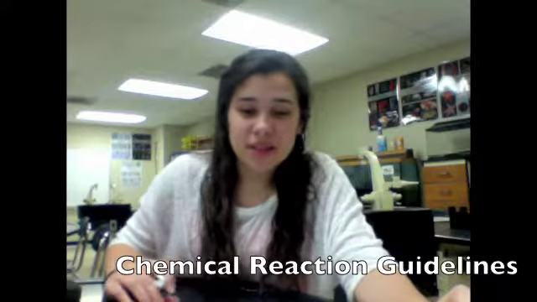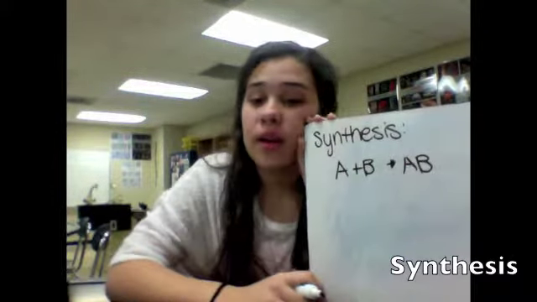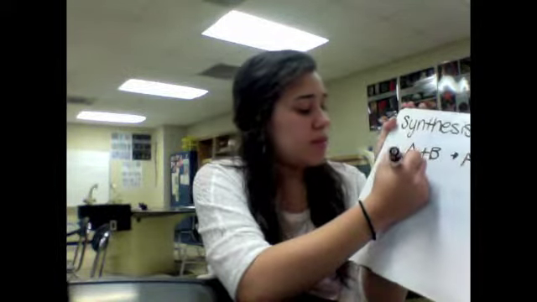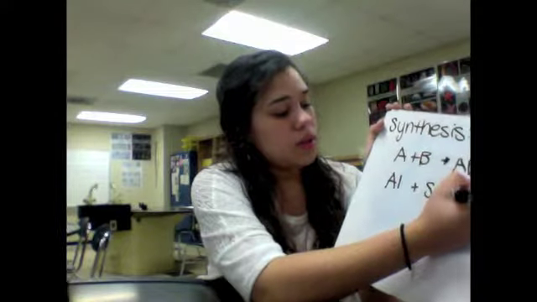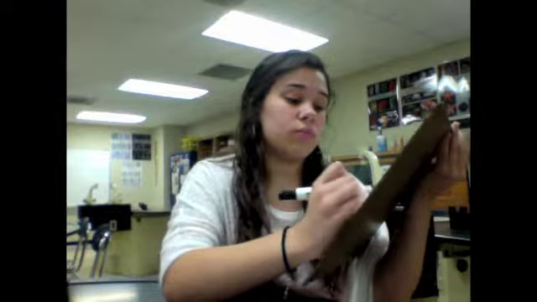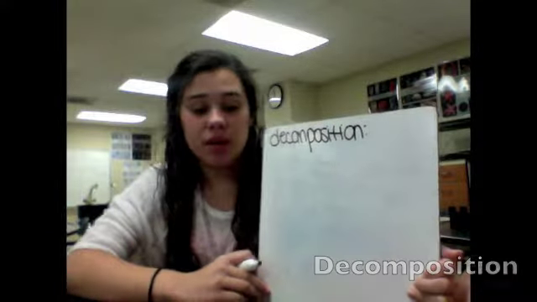When predicting the products of the equation, you turn to page 6 of the reference packet. In a synthesis reaction, A and B are elements and they yield to form a compound. So as an example, aluminum plus sulfur would yield aluminum sulfide. For decomposition, the opposite of synthesis, your compound will be on the left side, or the reactant side, and it will decompose to your two elements.